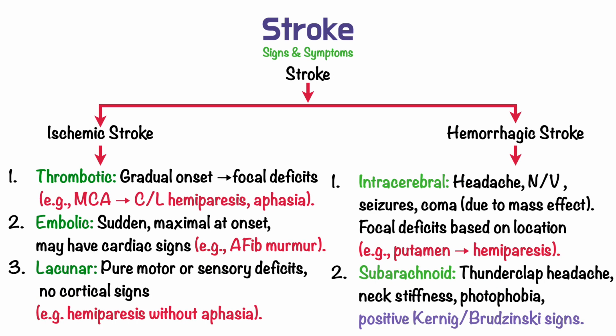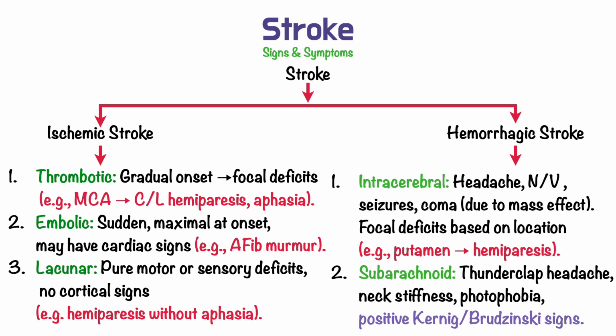So let's talk about the signs and symptoms of these strokes. In thrombotic ischemic stroke, it is a gradual onset; it can happen while you are sleeping, and it will lead to focal deficits specific to the artery involved. If a thrombus is lodged in a specific artery, it leads to the clinical symptoms associated with the blood supply of that same artery. For example, if the thrombus is lodged in the middle cerebral artery, there can be contralateral hemiparesis or aphasia, right? So that is how it happens.